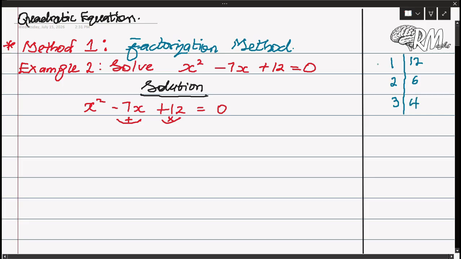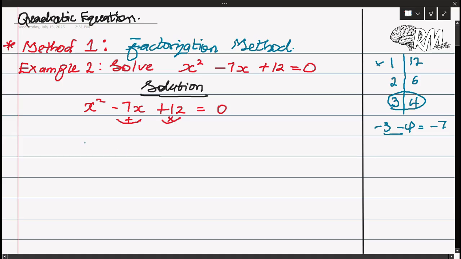Now if you look at the first one, 1 plus 12 did not give me 7. 2 plus 6 did not give me 7. Now 3 plus 4 actually gives me 7. But this time we're looking for a negative 7, and for me to get a negative 7, I will just have to sum up minus 3 and minus 4, and minus 3 and minus 4 gives me minus 7. So these are the two numbers: minus 3 and minus 4.